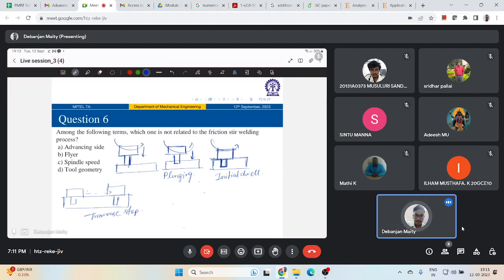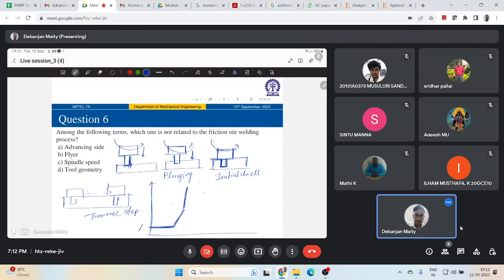So how does the tool contact surface vary over the process? Initially, let's say this was my pin bottom surface, okay? And then the contact area is getting increased up to what? Up to the side surface also. Initially, only the bottom surface was touching the workpiece. When you are applying plunge, your side surface is also getting into contact with the workpiece, and the contact area is getting increased, and then finally it increases up to the shoulder surface, right?